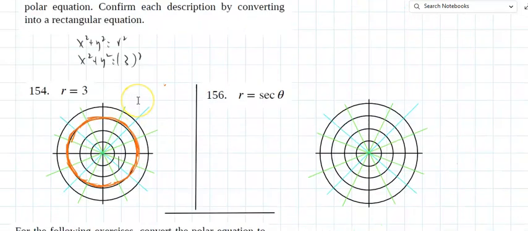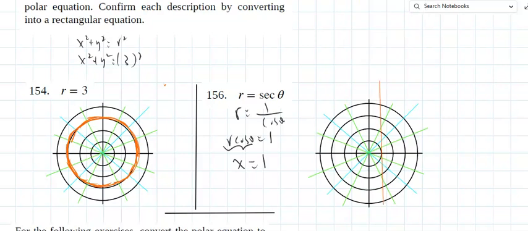And then after that, here I have no idea what that looked like. I'll say, look, I don't know what that is, but that's 1 over the cosine of theta. That's r cosine of theta equal 1. But I know what that is. That's x equal 1. X equal 1, look at the rectangular coordinate. I know what that looked like. That is a vertical line right there. And that's what the graph of r equals secant of theta looks like.